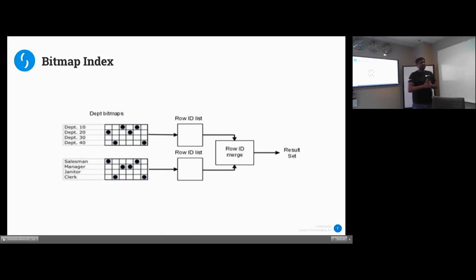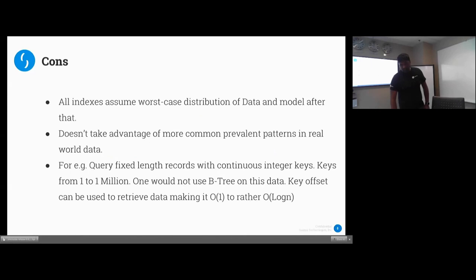Then there's the bitmap index. A bitmap index is pretty much used to decide whether a particular row or record is present in the database or not. It's similar to a Bloom filter. I'll talk about that.